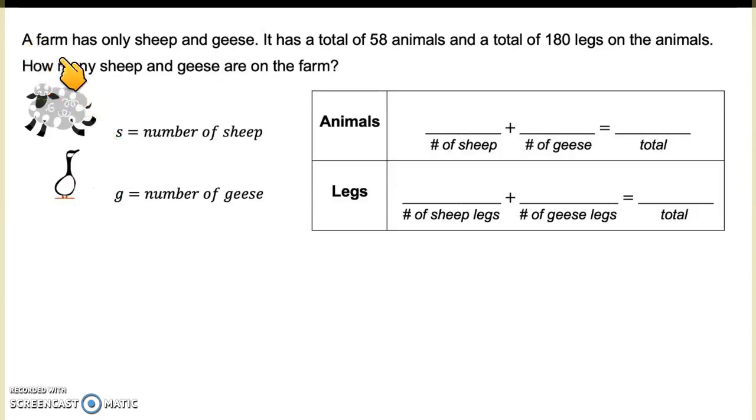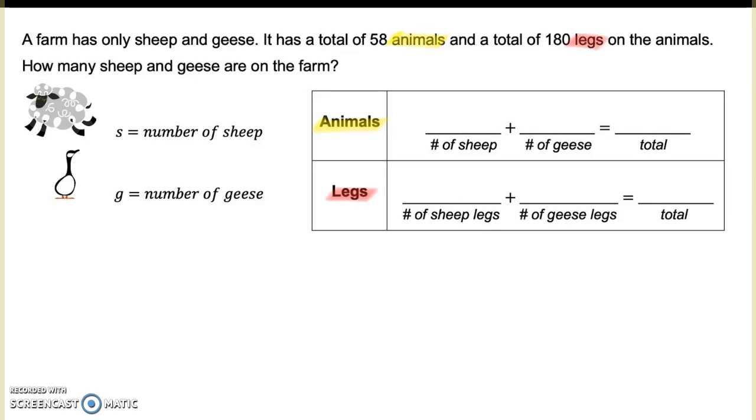It says a farm has only sheep and geese. It has a total of 58 animals and a total of 180 legs on the animals, and we want to determine how many sheep and geese are on the farm. So one thing that we want to notice is that we are going to set up two different equations. One equation is going to be about the animals, and the other equation is going to be about the legs on the animals.